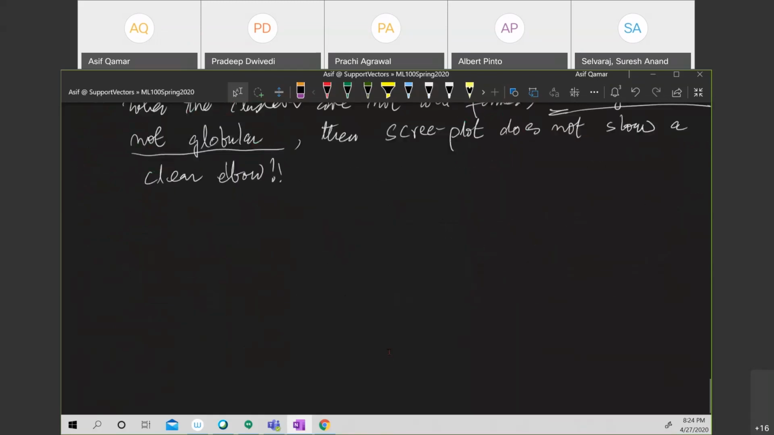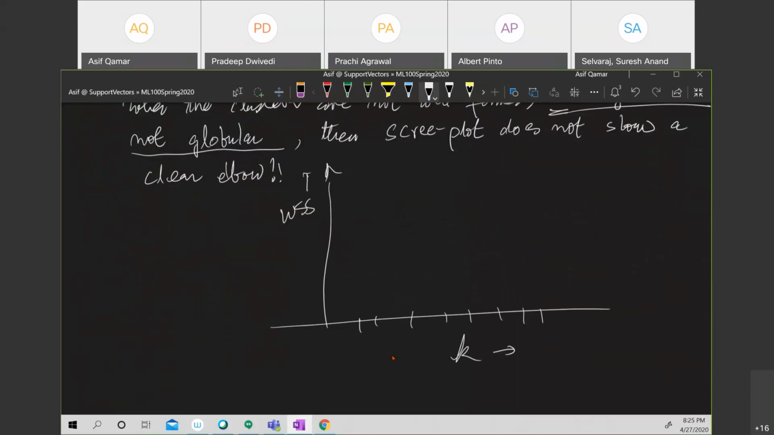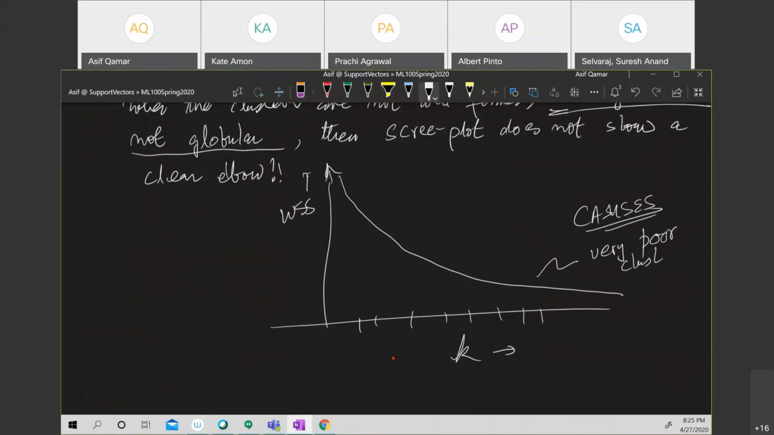It's very intuitive actually. So suppose you know that you can keep trying different values of k. What will happen to WSS is that it will just show this. So can you guys detect an elbow in this curve? No. No, sir. Not very clear. Yeah, it's very clear. So very poor clustering, very poor. So causes: very poor clustering. That could be one cause, or not.